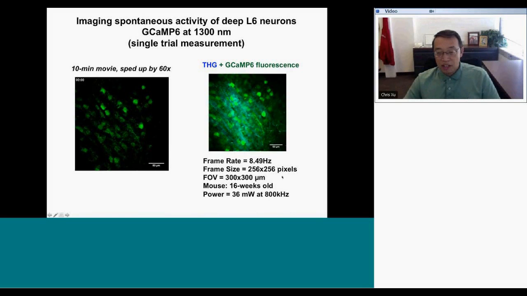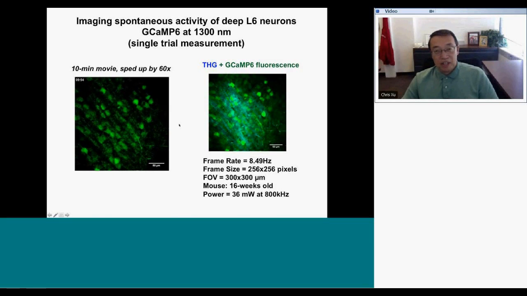And the imaging conditions are in the lower right. You can see frame rate, pixel values, field of view. It's a 16-week-old mouse. We use a total of 36 milliwatts to obtain the movie I show you next on the left-hand side. It's a 10-minute movie sped up by a factor of 60. So you can see the neurons flickering. Again, these are the deep layer 6 neurons using GCaMP6 excited by 3-photon at 1300 nanometers. And the success rate is almost 100%. So almost every mouse we looked at, we see layer 6 very easily.